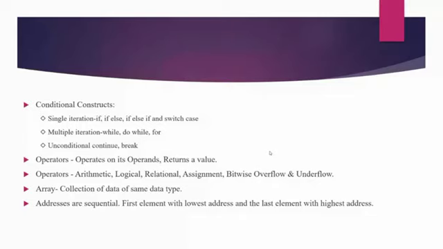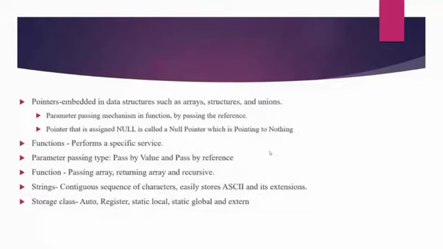Array. Array is a collection of data of the same data type. Addresses are sequential, first element with the lowest address and the last element with the highest address. Pointers in embedded systems are used with data structures such as arrays, structures and unions. Parameter passing mechanism in functions is by passing the reference. A pointer that is assigned null is called a null pointer, which is pointing to nothing.